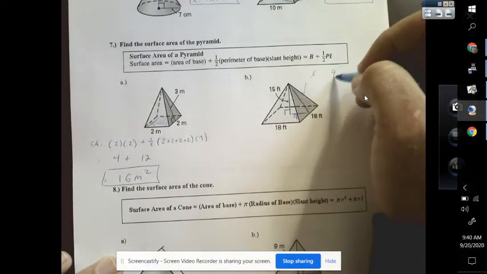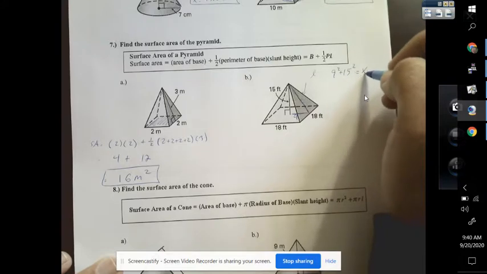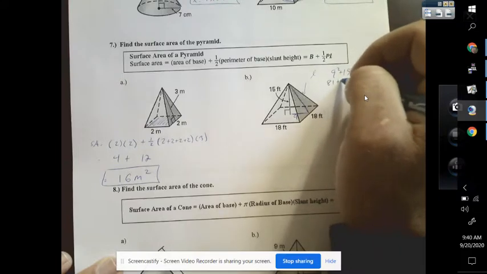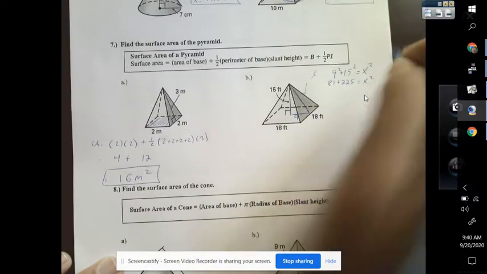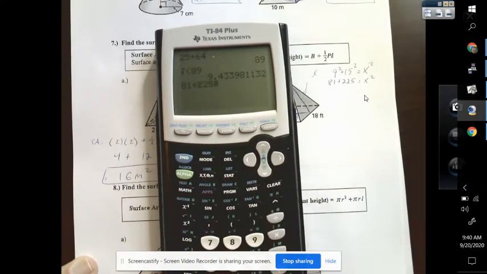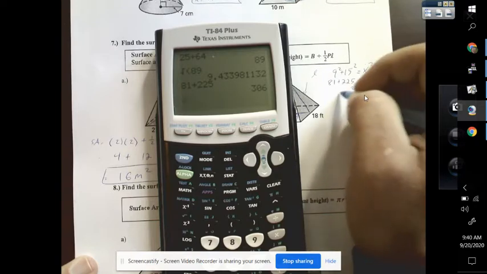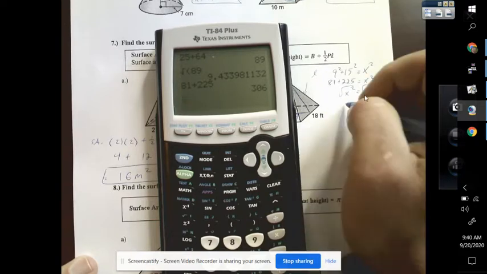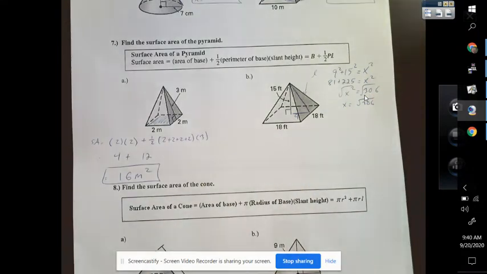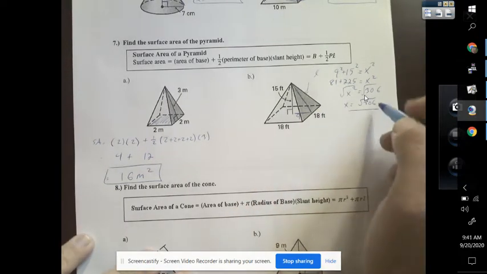So good old Pythagorean theorem: 9 squared plus 15 squared equals x squared. Squaring everything, 81 plus 225 equals x squared. Calculator: 81 plus 225, 306. Now, in the last problem I square rooted this, got a decimal, and rounded it. For right now though, I want you to leave your answer as square root of 306. I'll explain that in a minute.